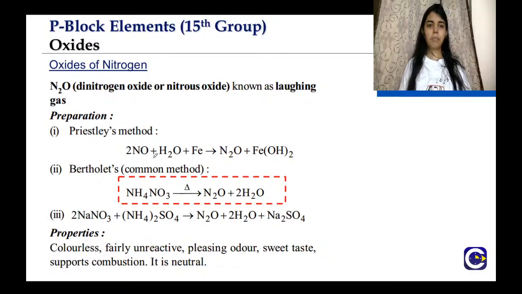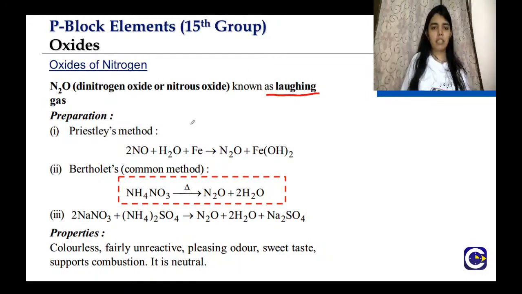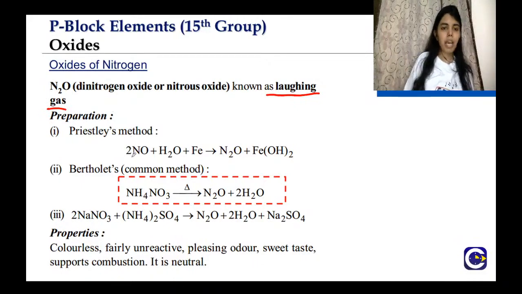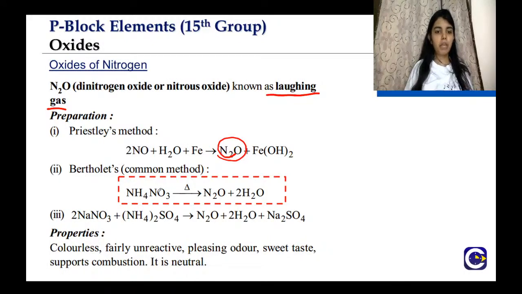Now coming on to the preparation of oxides of nitrogen, N2O is also known as laughing gas. Preparation can be done by NO plus H2O plus iron, which will give you N2O. Berthelot's method, ammonium nitrate, is an important and common method. You need to remember that ammonium nitrate on decomposition, or basically on heating, will give you N2O plus H2O. Similarly, NaNO3 plus ammonium sulfate will give you N2O.